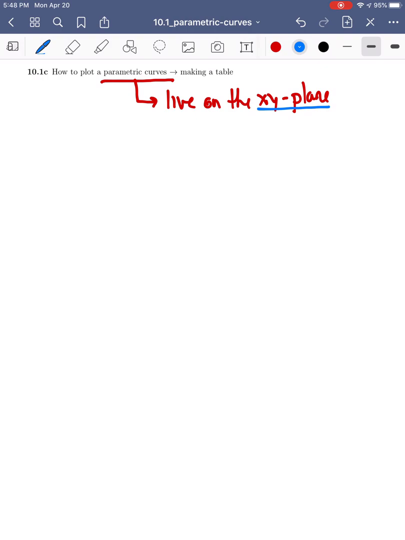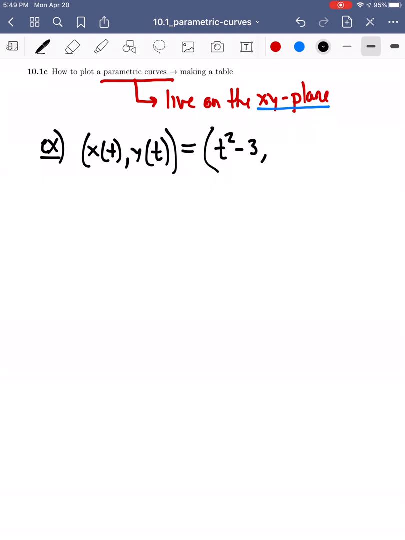And for this example, let's consider the following parametric curve. The curve that we're going to look at is the curve of x of t and y of t, where x is equal to t squared minus 3 and y is equal to 2t plus 1. The last thing I need to tell you is that we're going to consider t values from minus 2 all the way to 3.